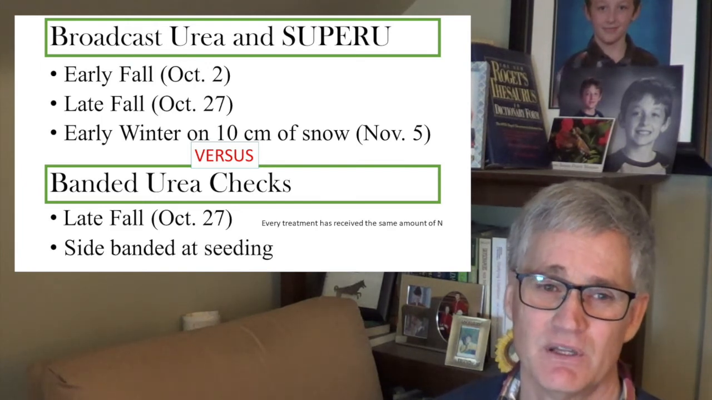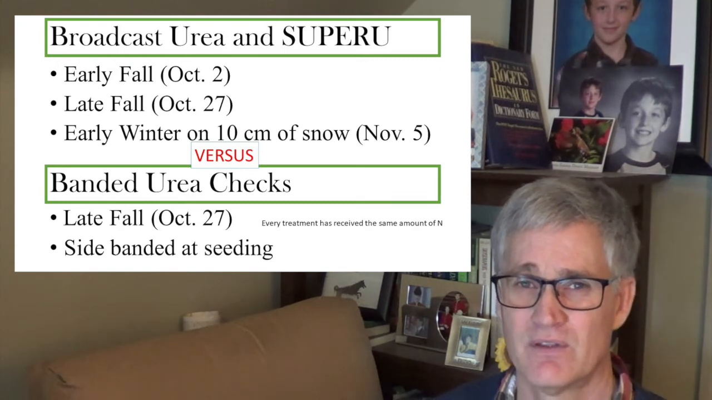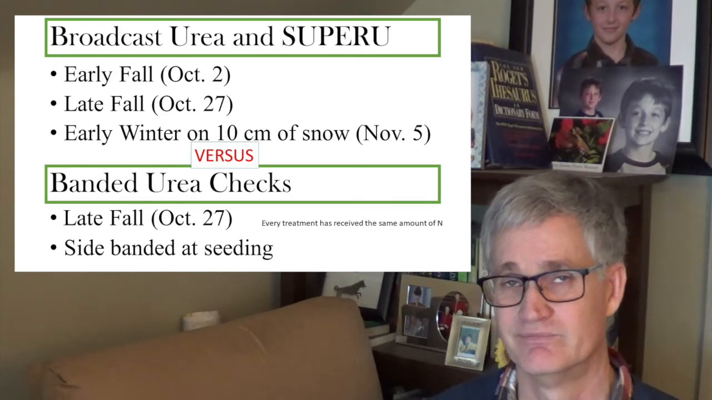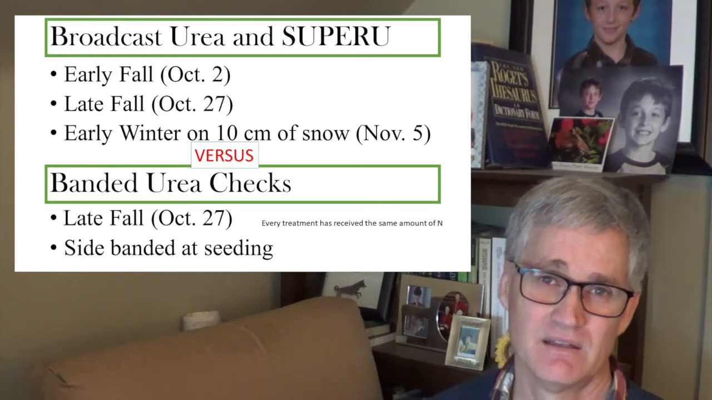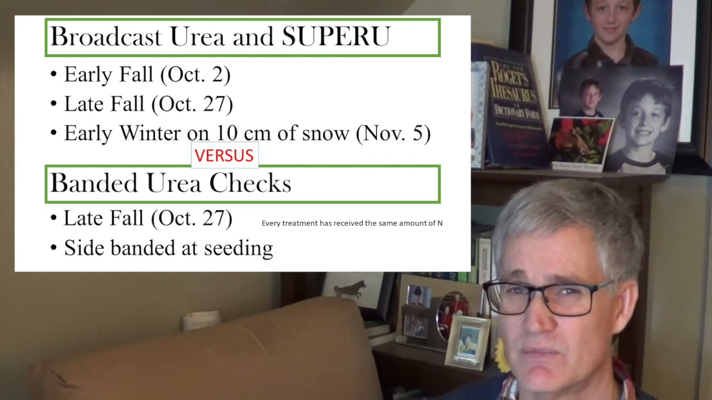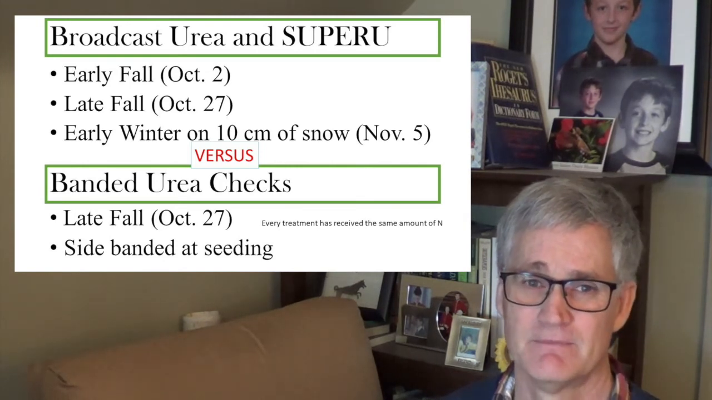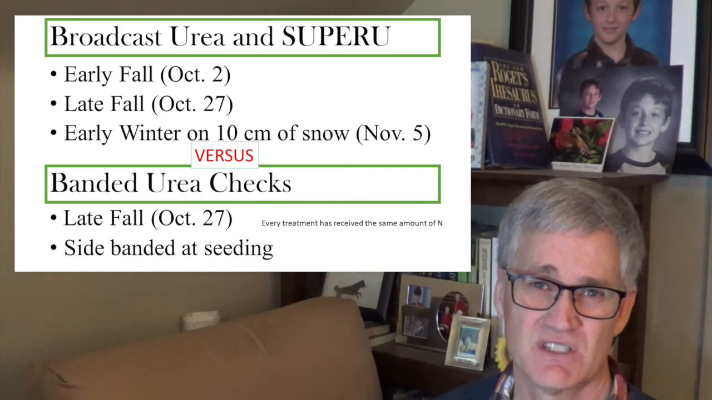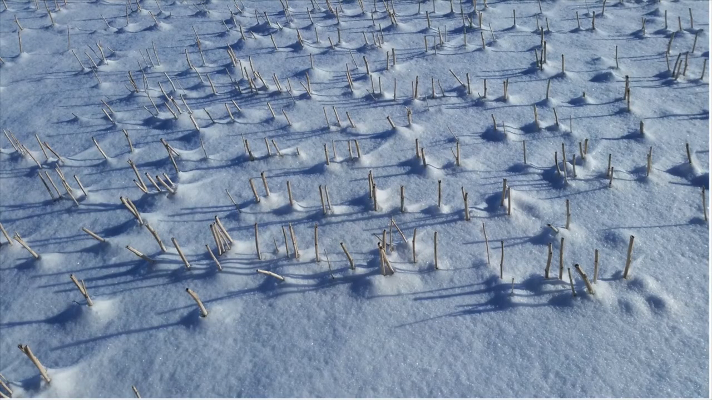So we compared these timings to banded urea checks. We banded urea late fall on October 27th. That's my poor man's example of banding anhydrous. But our better check is the side banding at seeding. Now, the other thing to note is that each one of these treatments that I'm about to show you has received the exact same amount of nitrogen. It's about 174 pounds of urea per acre. So this is what the field looked like when I was broadcasting the fertilizer in the cold by myself.